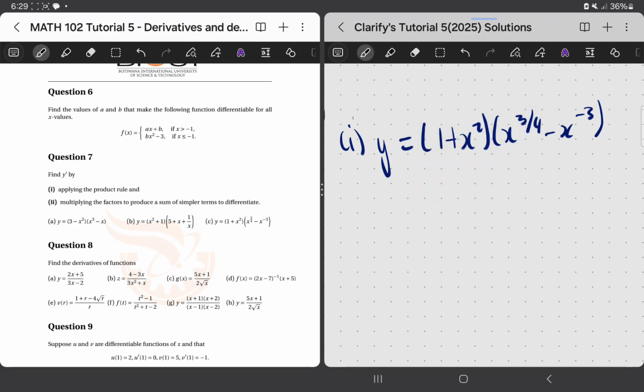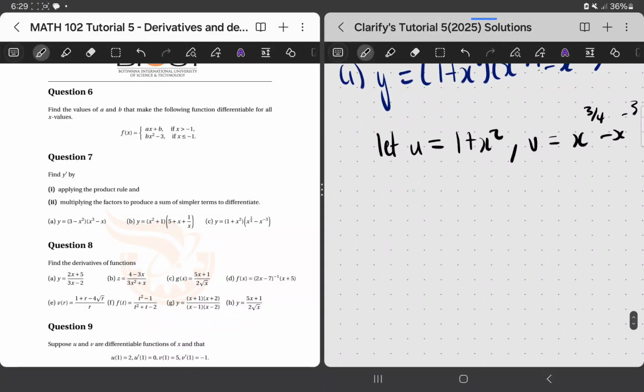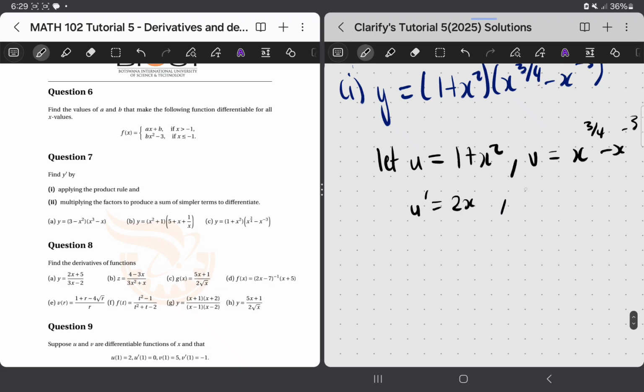And this is very good for us because it already has everything in the form of power, so we can just do it. We know this is going to be u, this is our v, but we have to say that. So we are going to say let u be equal to the first, which is 1 plus x squared. Then you say v be equal to the second, which is x to the 3 over 4 minus x to the negative 3. With this, it's very easy for us because we can get u prime easily. Derivative of 1 is 0. Derivative of x squared, you drop the power, reduce it by 1, 2x, right?